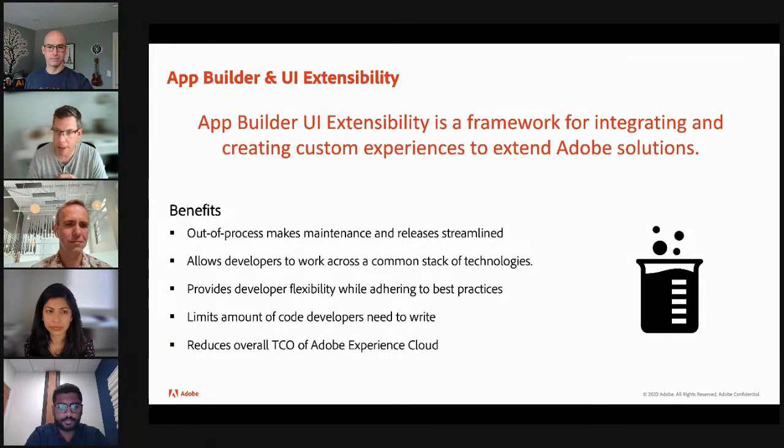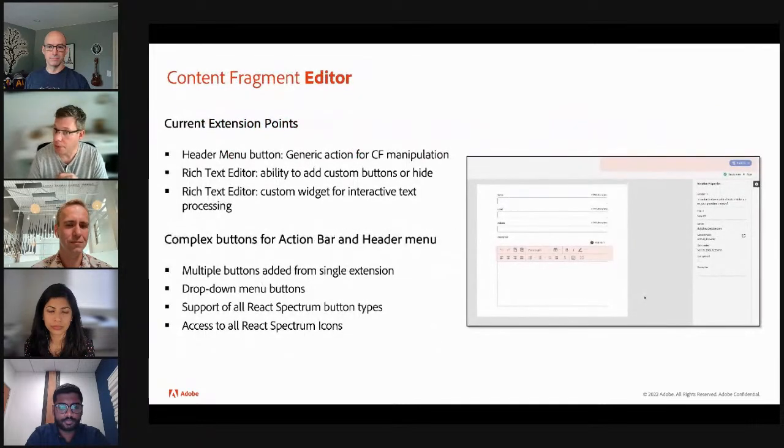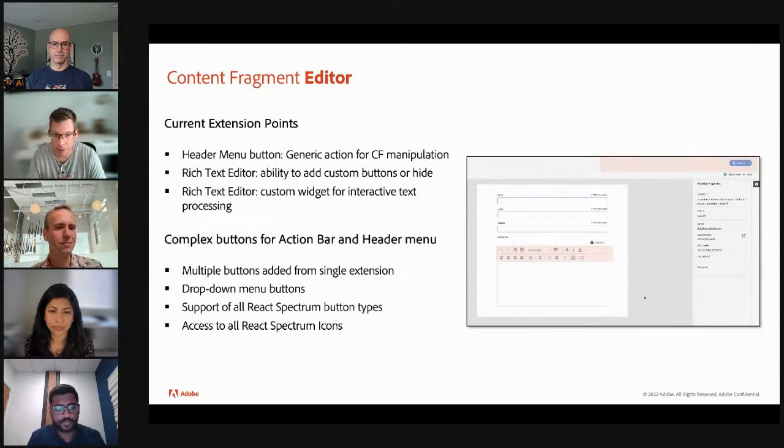So let's talk a little bit about where these extension points are. As Aditi was talking about content fragments, the reason we were talking about content fragments is because this is the first area where we're layering in extension points, which then enable UI extensibility. We currently have two areas of AEM: the content fragment admin and the content fragment editor.